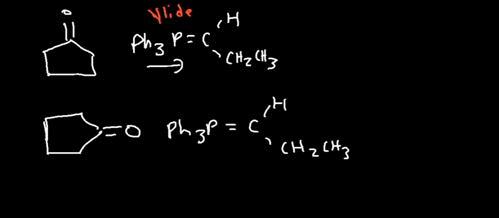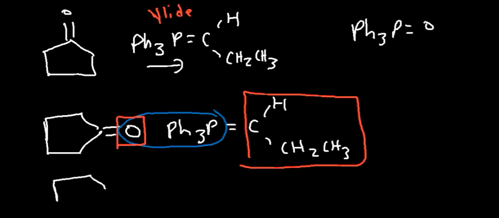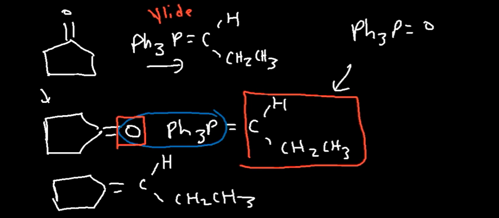To quickly get the major product, what we're going to do is connect these 2 groups together. So basically, we're going to replace this oxygen with this group. So one product is going to be Ph3P with an oxygen, and the other product is going to be the 5-carbon ring, redraw this side, and then redraw this side, double bonded to a carbon with a hydrogen and an ethyl group. So that's going to be the major product for that reaction.